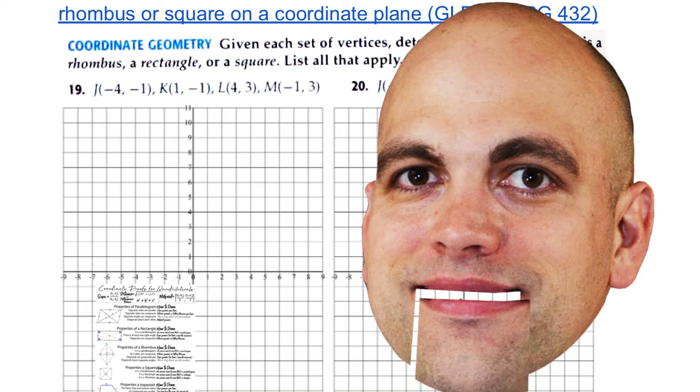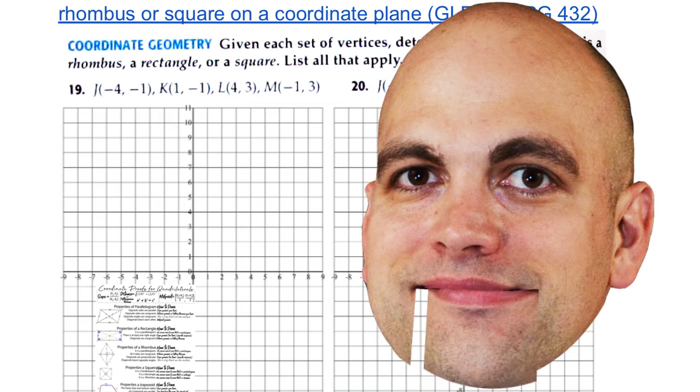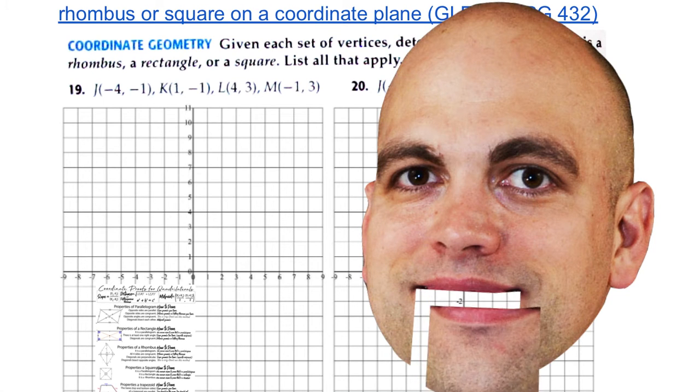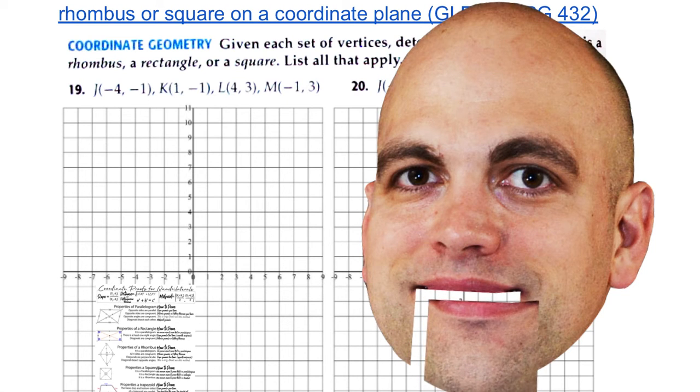What's up, geometry scholars? In today's class, we're going to use properties of sides and diagonals to identify if a quadrilateral is a rhombus or a square, or maybe it's just a parallelogram. And we're going to be working on a coordinate plane. And I can't help but notice that on today's worksheet, it says right at the top, coordinate geometry.